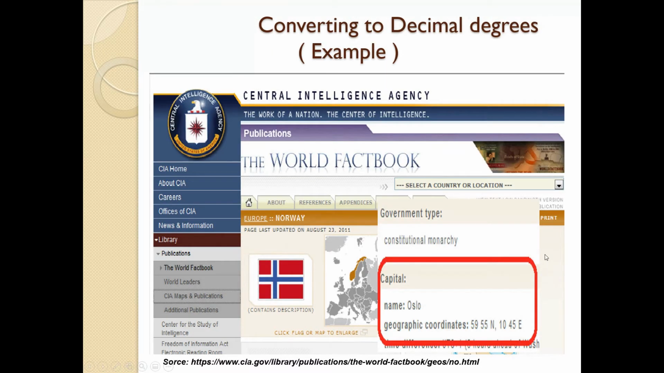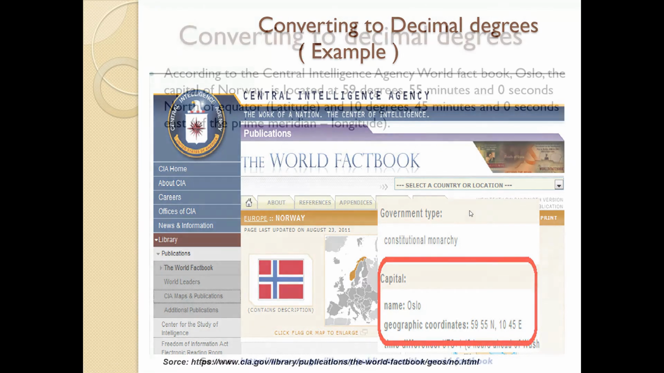This is taken from the CIA World Factbook, and I picked my home country of Norway. As you can see, the capital of Norway is Oslo, and it tells you that the geographic coordinates for Oslo, Norway, are 59 degrees, 55 minutes north, and 10 degrees, 45 minutes east. There's no seconds mentioned here, as you can see. So how can I convert that into decimals so I can actually put this onto a map?